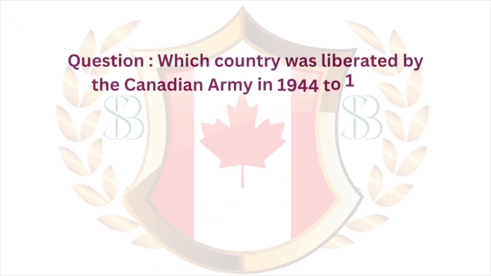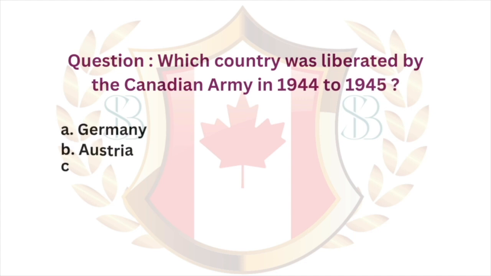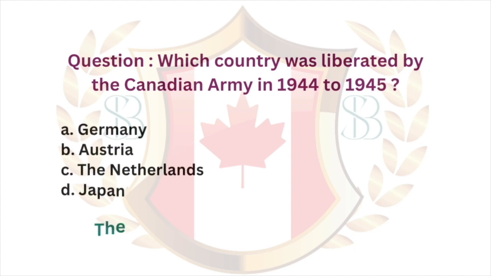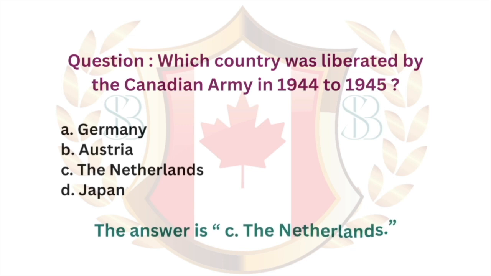Question: Which country was liberated by the Canadian Army in 1944 to 1945? A, Germany. B, Austria. C, the Netherlands. D, Japan. The answer is C, the Netherlands.